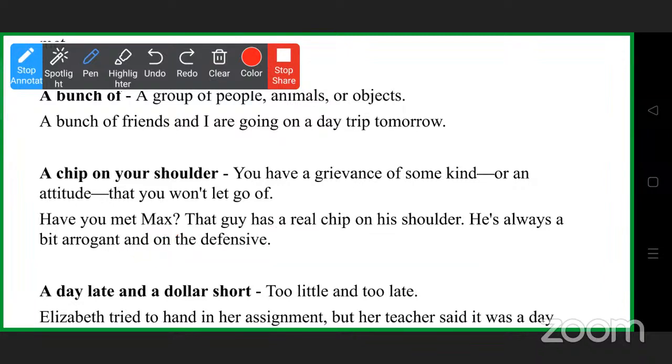He is always a bit arrogant and on the defensive side. He always defends himself, saying it's not my mistake. So he is always having a chip on the shoulder, like a person who is always arrogant, who always says there is no mistake on my part, there is some fault on your side only. For such people you can say he has a chip on his shoulder, always having a grievance.